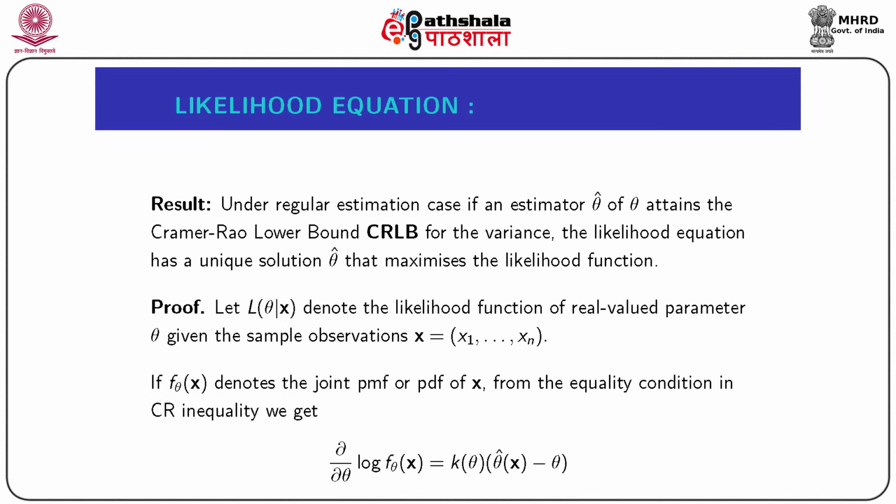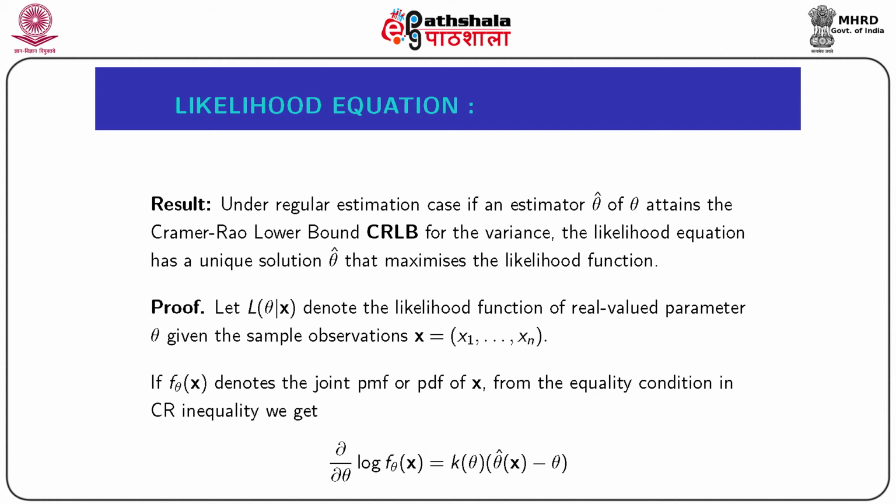Next we go to another important result. Under the regular estimation case, if an estimator θ hat of θ attains the Cramer-Rao lower bound for the variance, the likelihood equation has a unique solution θ hat that maximizes the likelihood function. That means θ hat is the unique maximum likelihood estimator of θ. This result can be considered as the criterion of uniqueness of the maximum likelihood estimator.